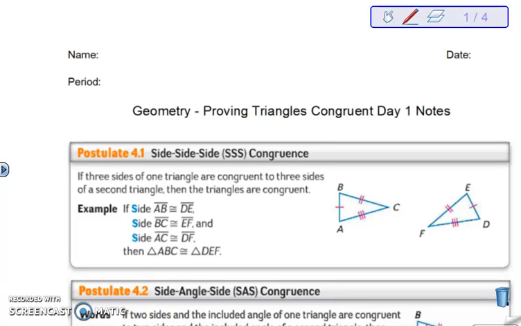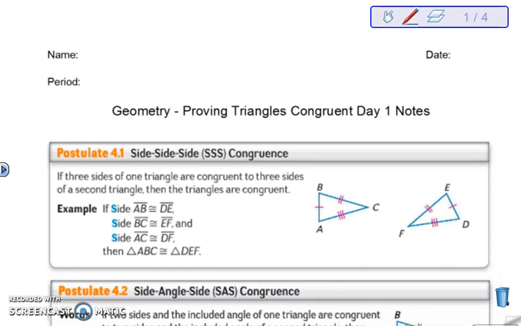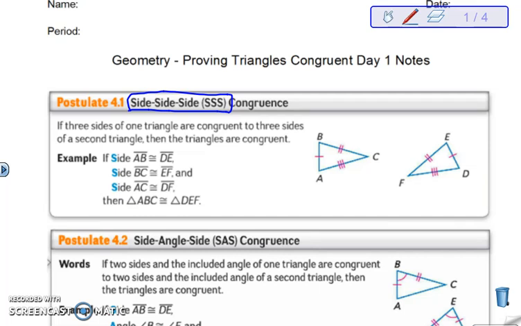All right, welcome. Today we are talking about proving triangles congruent. So we already talked about properties of congruent triangles. Today we are going to look at ways that we can prove two triangles are congruent if that fact is not given to us. We're going to look at two different postulates. The first is the side-side-side postulate. And the second is the side-angle-side postulate.